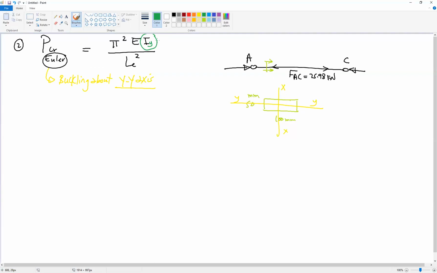For your information, buckling is critical about the minor axis, not the major axis. If you have this cross section, what is the major axis and what is the minor axis? The X axis is the major axis, and Y is the minor axis, because IX will be greater than IY. Buckling is critical about the minor axis. So if buckling occurs, it will happen first around the minor axis, not around the major axis.